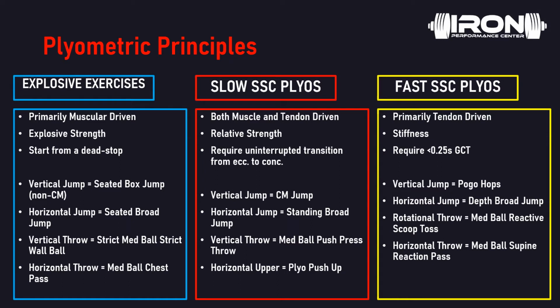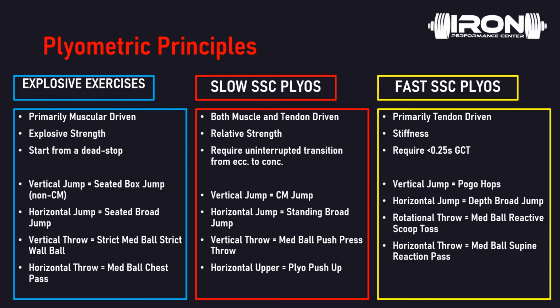Going over to our fast stretch shortening cycles on the yellow box there, or our fast plyos, these ones are really the opposite of the strictly explosive exercises because they are primarily tendon driven. So they're reflective of our stiffness in our tendons, and the special part about them is that they specifically require our ground contact time to be 0.25 seconds or less. So the time it takes us to absorb the load and transition into our concentric phase has to be less than 0.25 seconds. The reason being is that keeps our muscles out of the equation and ensures that we're training our tendons.